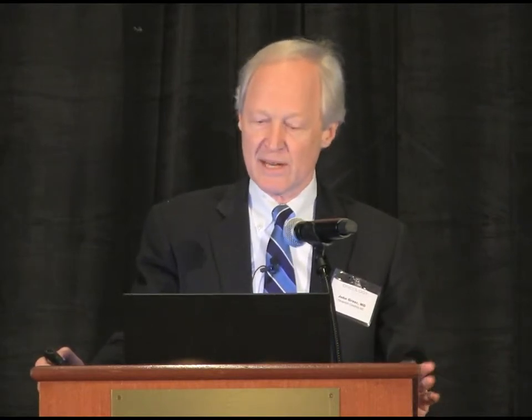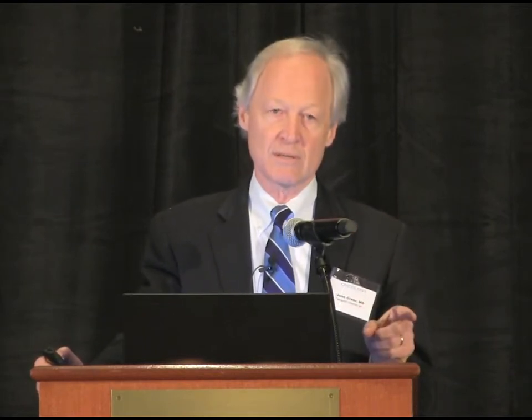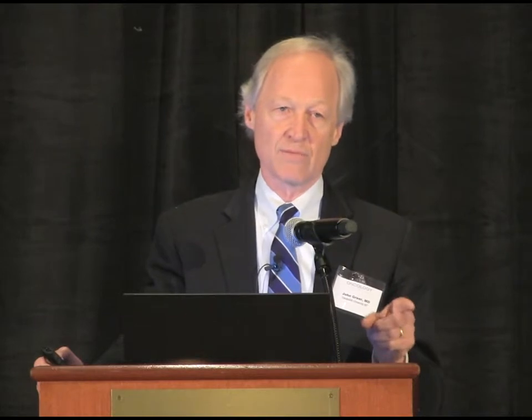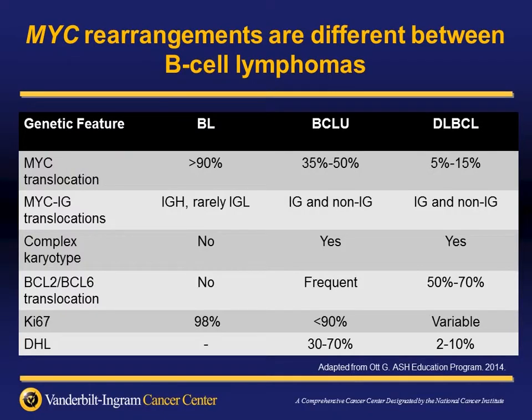There's a complex karyotype. They often have the BCL2 and BCL6 translocations. The Ki-67 is high, but it's not usually 100%. Double hit lymphomas occur in the gray zone lymphomas frequently, 30 to 70%. In routine diffuse large B-cell lymphomas, the MYC translocation may be found in 5 to 15%.